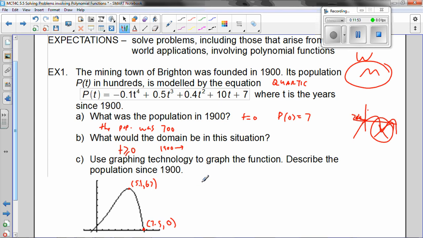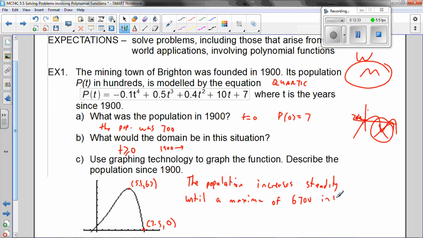All right, so now let's describe. This is a sentence. So what I'm going to say is that the population increases steadily until a maximum of 6,700 in 1905. This is the number of years since 1900.